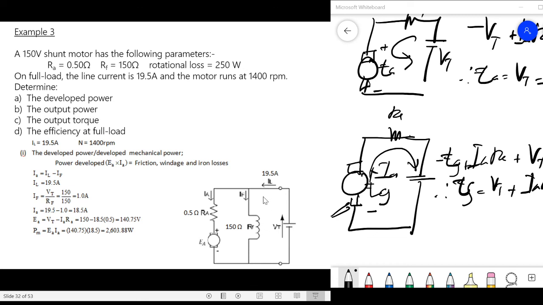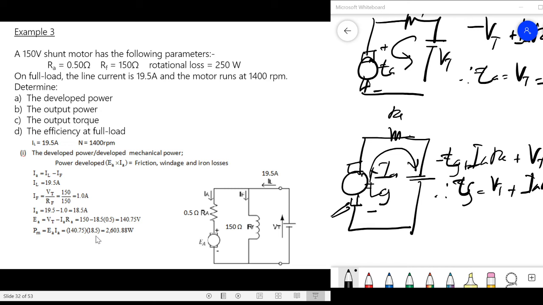IF you adalah VT over RF lah. Parallel. VT over RF 1. So 19.5 tolak 1, 18.5. So dapat EA, VT minus IRA. Sebab KVL dekat dalam ni. Direct. DC motor very direct. Generator pun sama. So that's why DC machine tak perlu takut sangat. Yang perlu takut adalah induction dan juga transformer.